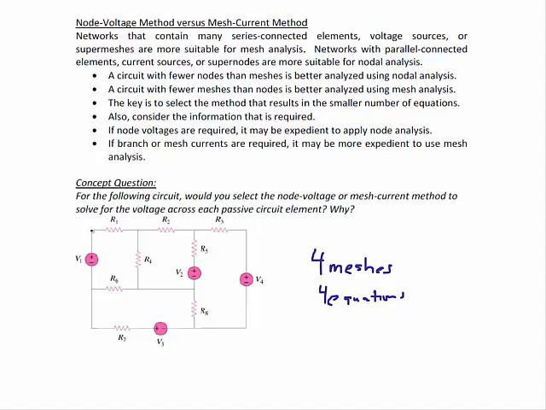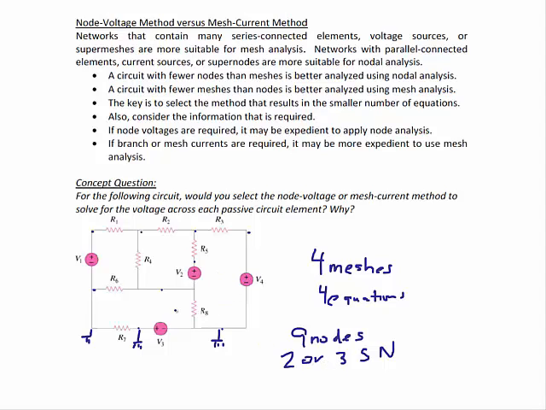However, how many nodes do we have? 1, 2, 3, 4, 5, 6, 7, 8, 9. There are 9 nodes. That doesn't necessarily mean you're going to have 9 equations though, because you do have some voltage sources. However, depending upon where you put the ground, because you could put the ground here, or here, or here, you're going to have 2 or 3 supernodes.